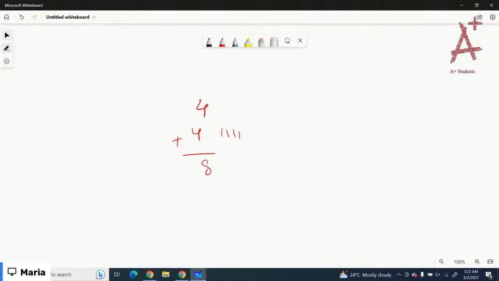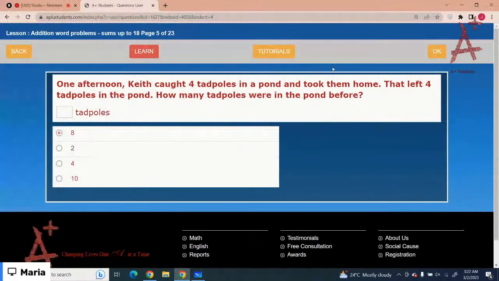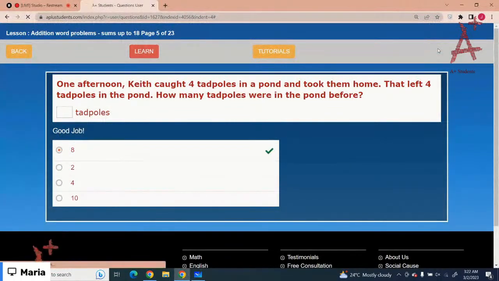The correct option is 8. 4 plus 4 makes 8. So just select the correct option and click on the OK button.